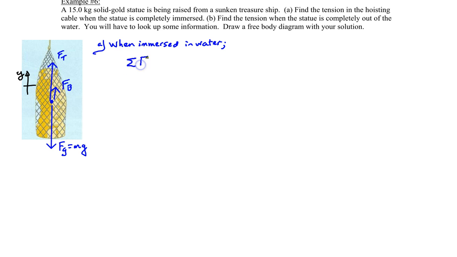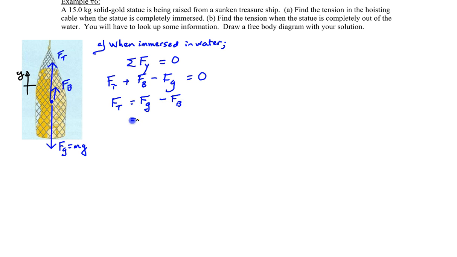So the sum of all the vertical forces is 0. So we have the tension upwards plus the buoyant force upwards, but minus the weight downwards, is all balanced out to be 0. So we're trying to solve for the tension. So the tension would be equal to the weight minus the buoyant force.